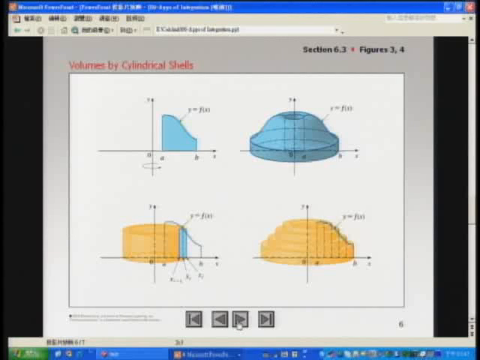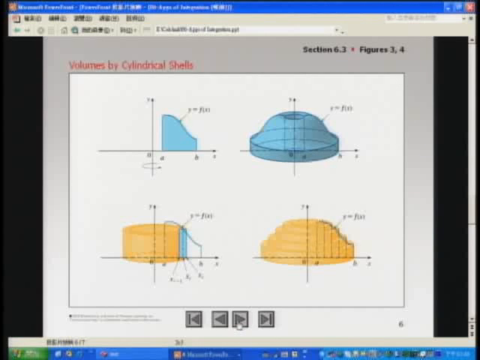Now, for the new method, the way we approximate the solid is quite different. Before, we sliced it by planes parallel to the y-axis. But here we look at things completely differently. We do not look at things from the y-axis. We look at things from the x-axis. And what we do is divide the interval [a, b] into subintervals. You see here a typical subinterval from x_{i-1} to x_i.